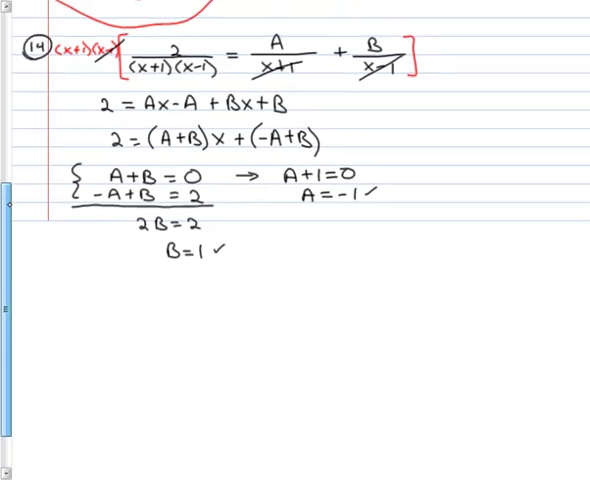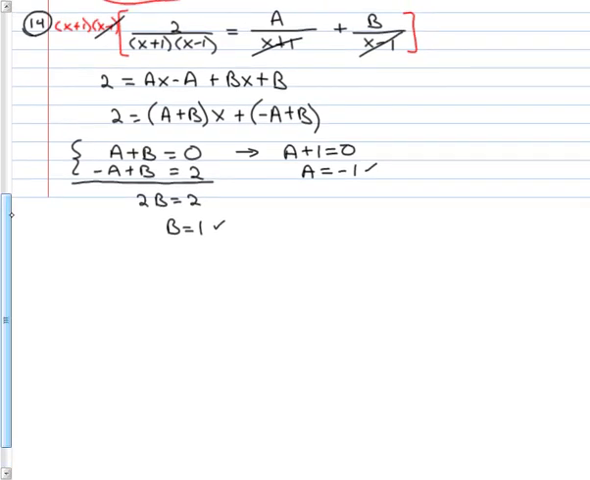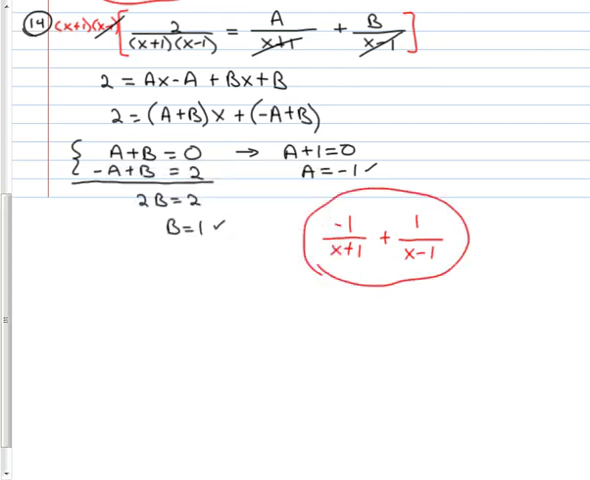And then I can write an answer. A, which is negative 1, over the x plus 1. What was b? A 1? 1 over x minus 1. We decomposed, and it didn't smell at all.